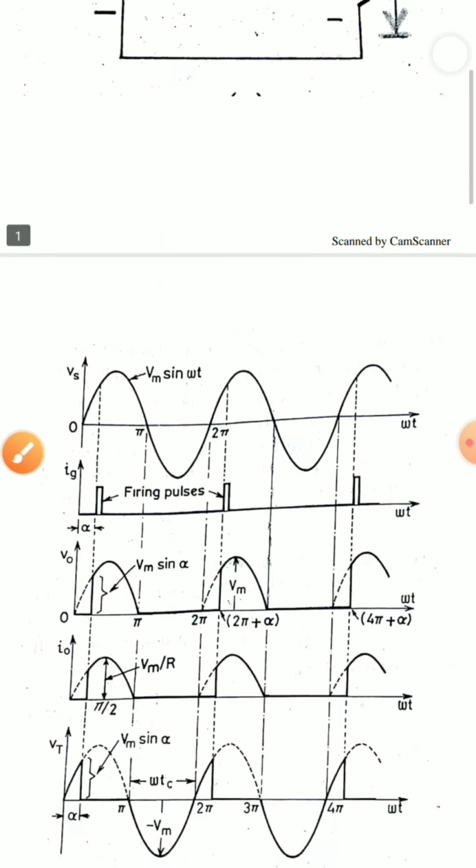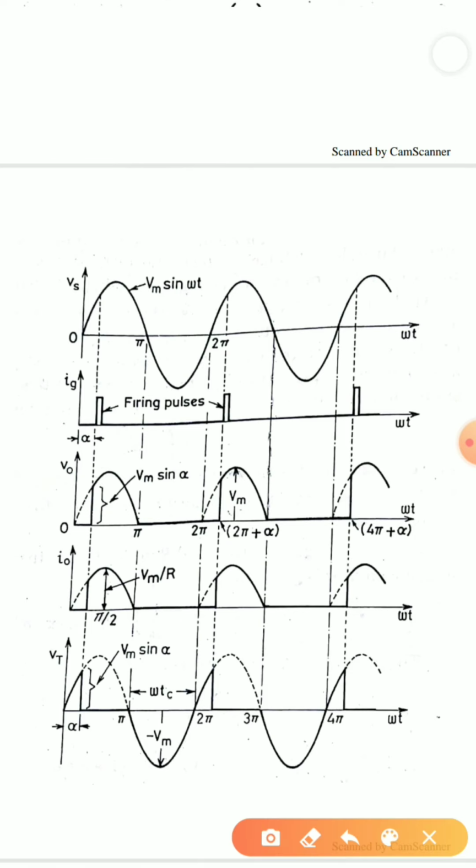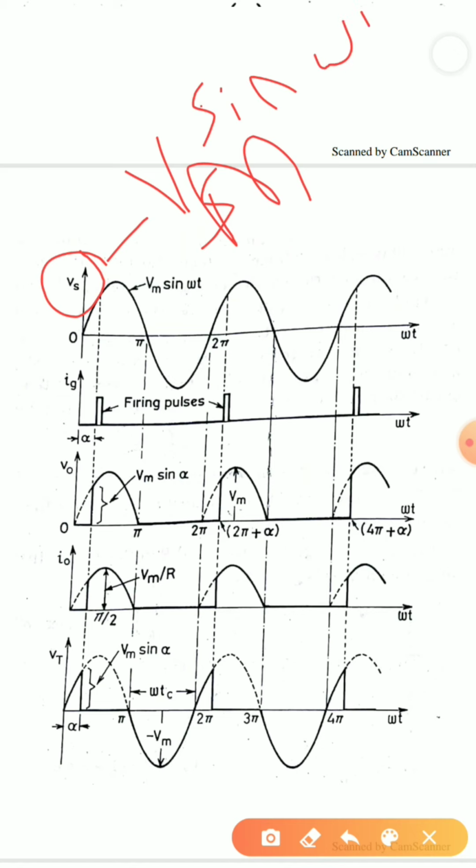Now let us look at the waveform. In this waveform, the different quantities we have are Vs, that is my source voltage. The source voltage is an AC quantity, so it is a sinusoidal quantity, which means Vm sin omega t is my source voltage. Then I have Ig. Ig is nothing but the gate pulse that I am going to give to my thyristor T. Then I have V0 and I0.